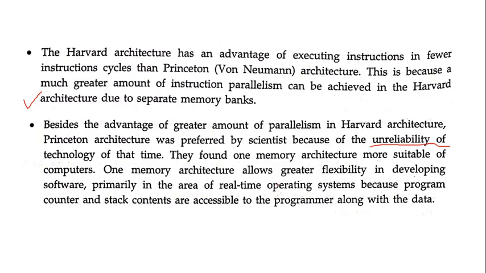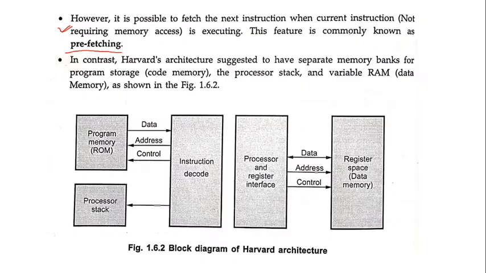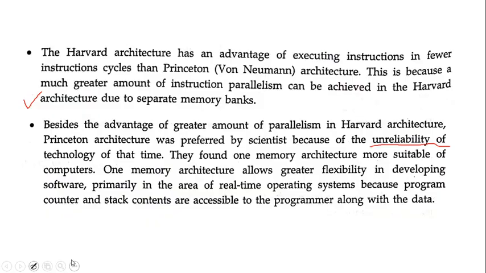One memory architecture allows greater flexibility in developing software, primarily in the era of real-time operating systems, because the program counter and stack control counters are also associated with the program along with the data. So we did not require this type of memory at that time due to the lack of technology, so we preferred all the memory stacked on only one base. At that time we required this type of system, but right now we can customize everything due to advances in technology. So customization and greater flexibility are achieved with the help of our architecture.